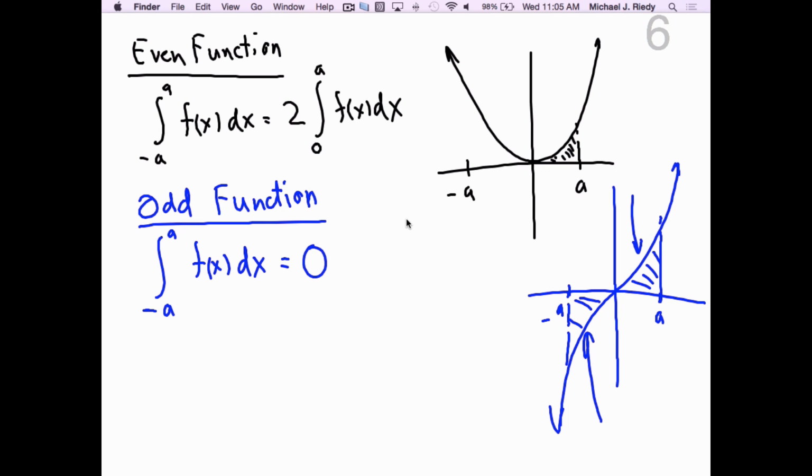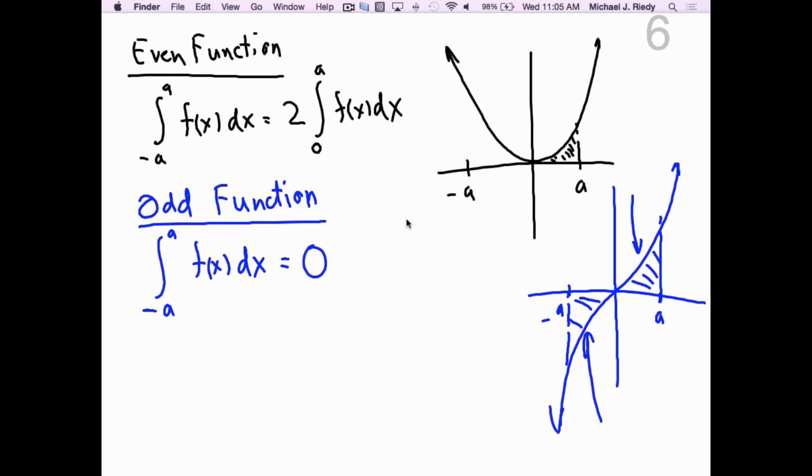Wait, so if you shift it left and right, why doesn't it work? Because it's just moving. Because if I shift this left or right and I take these values with it, I'm no longer going from negative a to a. If I shift it left and right and I go from negative a to a, then I'm not going to get a symmetric area. You understand what I'm saying?